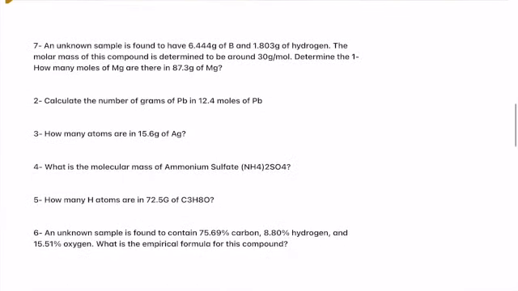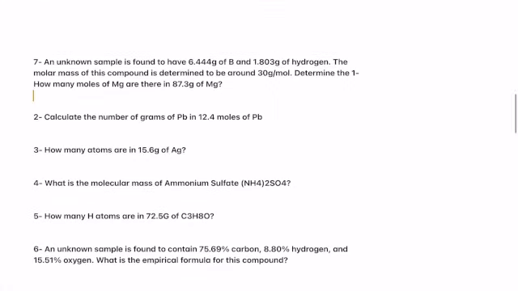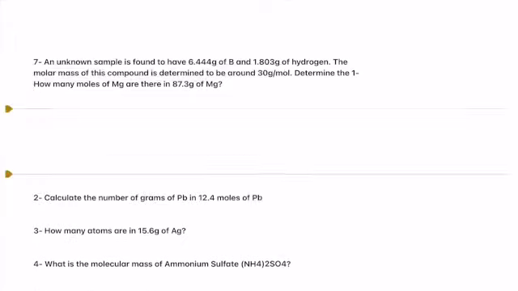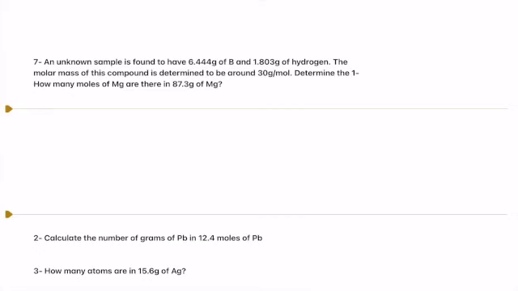Number 7, an unknown sample is found to have 6.444 grams of boron and 1.803 grams of hydrogen. The molar mass of this compound is determined to be around 30 grams per mole. And again, the question didn't transfer over here properly to our slide, but we are looking for the empirical formula and the molecular formula, knowing that the molecular mass is somewhere around 30 grams per mole.